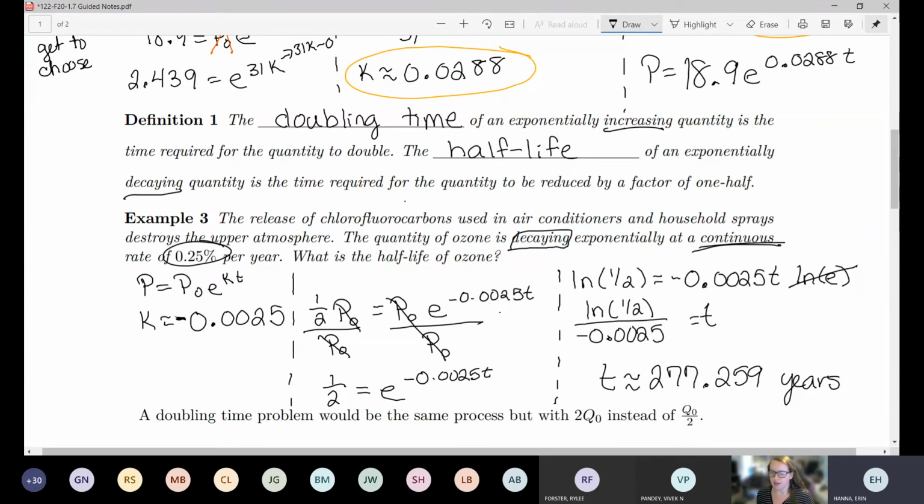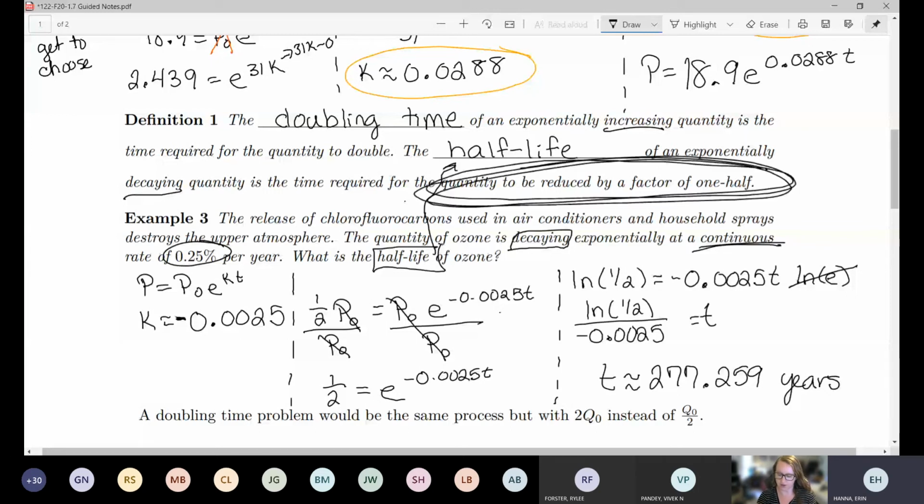Why did you put p naught on the left side? Right. So the point here is we're asked for the half-life of ozone. Well, my definition up here tells me that the half-life is the time required for the quantity to be reduced by a factor of 1/2. I essentially want to end with half of what I started with. Now, I don't know how much I started with, so I can't make that a number.